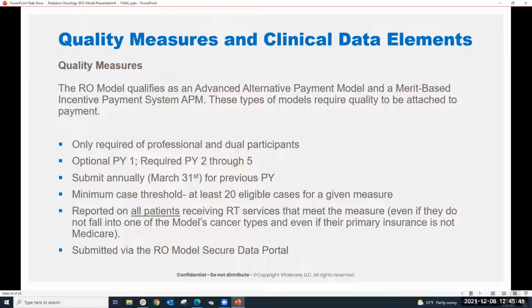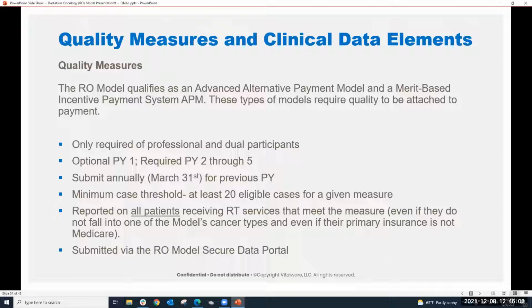Quality measures will be submitted annually on March 31st for the previous performance year, so only once a year. You have to have at least 20 eligible cases for each given measure. So if you do not have at least 20 eligible cases for a given measure, you do not need to report on that quality measure.